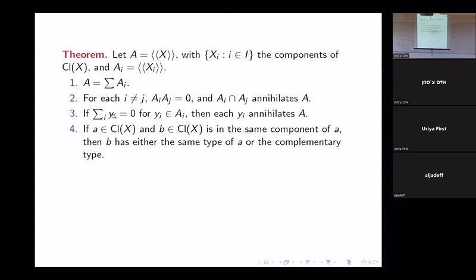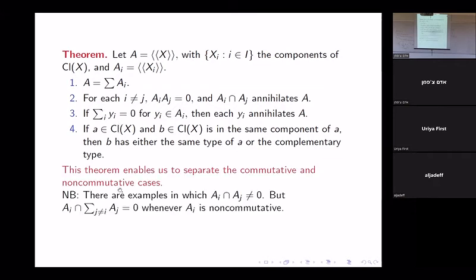And if you have sums in different components, then each of the y_i annihilates A. And this is enough to prove that the commutative components are direct summands. And the non-commutative components are direct summands, and the commutative components could sort of fit together. So as I said, we can get rid of the non-commutative cases. And I said that there are examples.